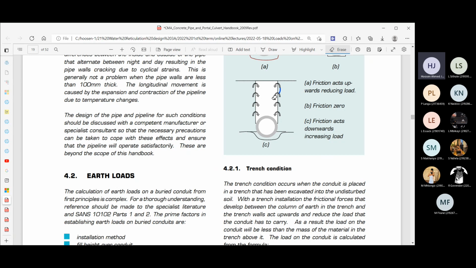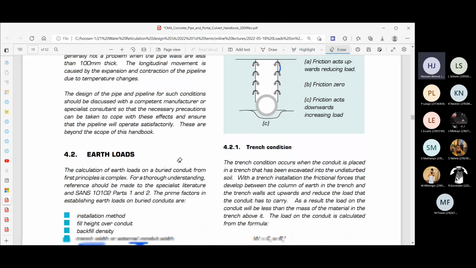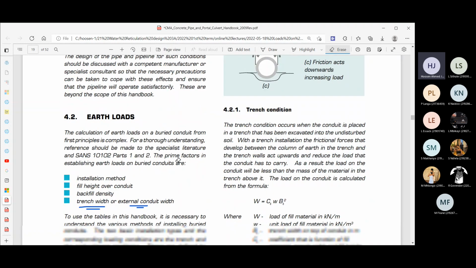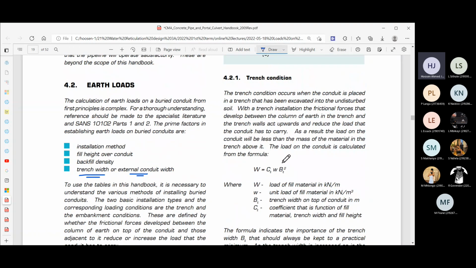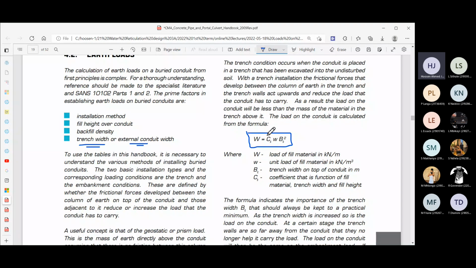So you can see the width of the trench will play an important role in determining the load that would be applied to a pipe. Then this particular set of notes goes on and gives you the formula for calculating the load on the pipe, and you can see that it's in kilonewton per meter. So that's kilonewton per meter on the pipe. That's the formula that you'll see over here. Now, if we study this formula in a little more detail, what are the variables in this formula? What's determining the load?